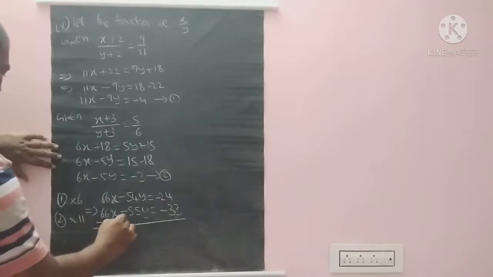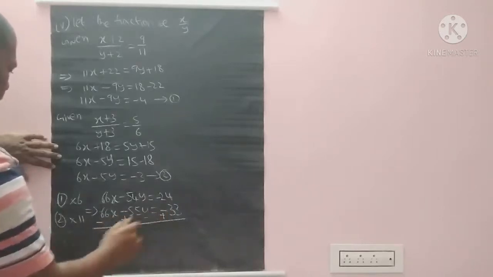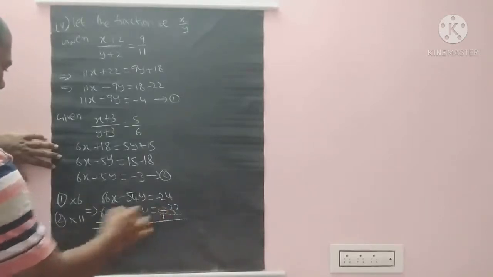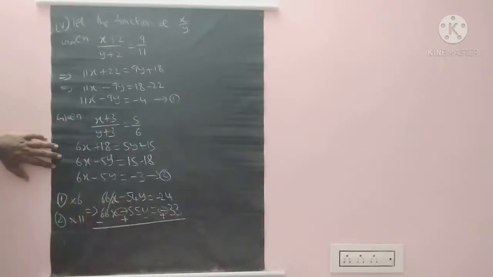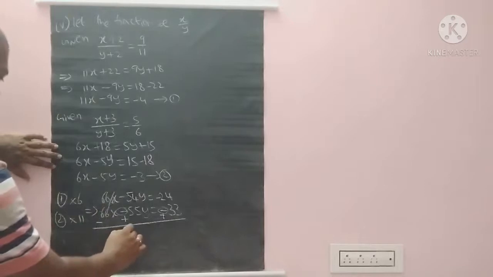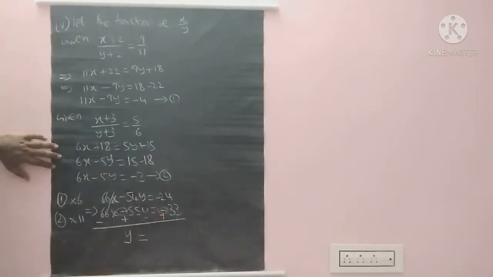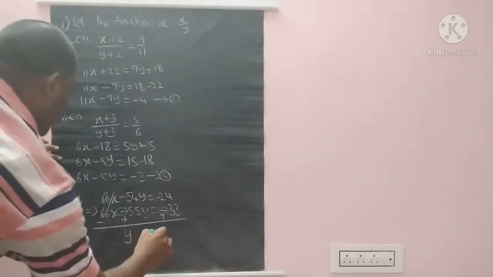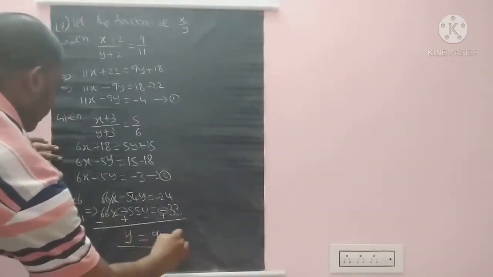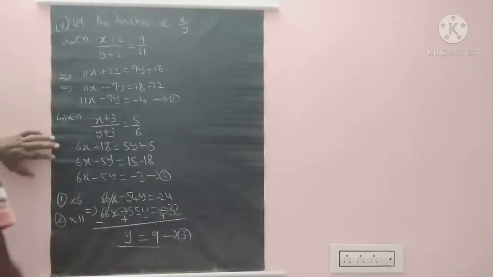So the minus and plus symbols should not be considered. This 66x minus 66x cancels. 55y minus 54y, so y is equal to 33 minus 24, that is 9. So we got y as 9.